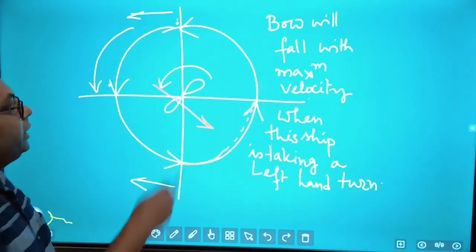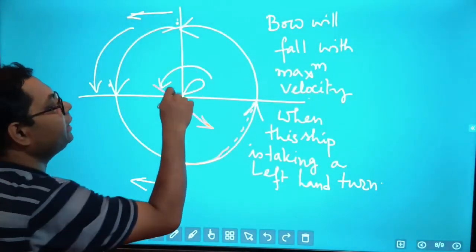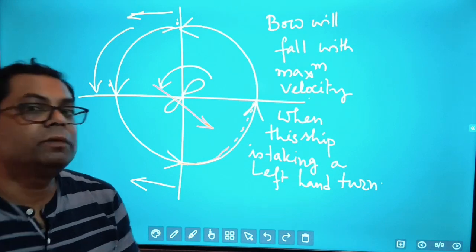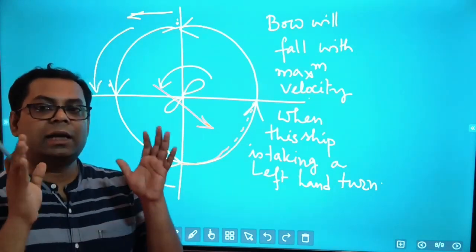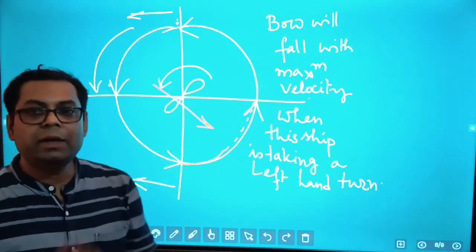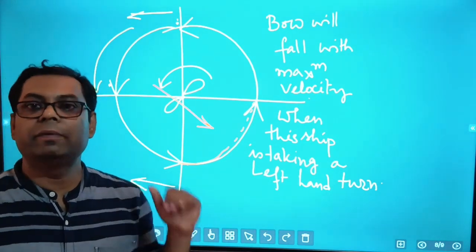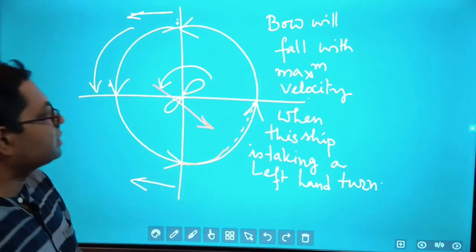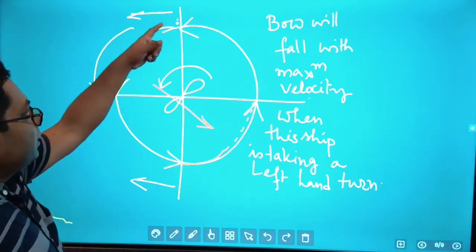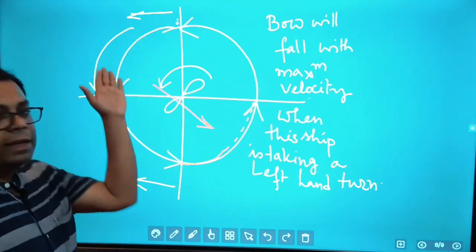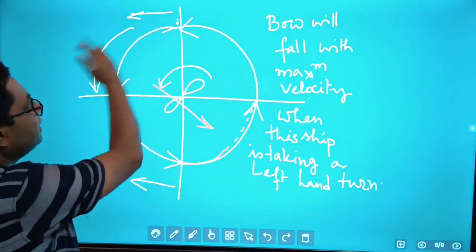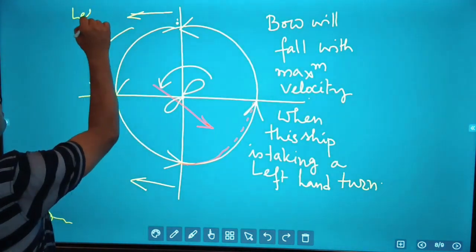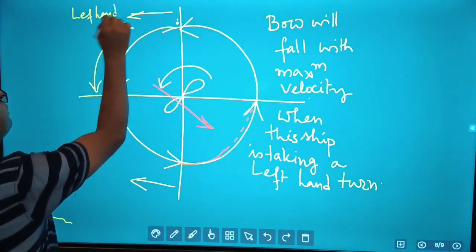Now we know very well that it is moving in the anti-clockwise direction. Which one is moving in the anti-clockwise direction? That particular propeller is moving in the anti-clockwise direction when viewed from the stern side. So when it is viewed from the stern side, and it is taking a left hand turn, this left hand side is for left hand turn.